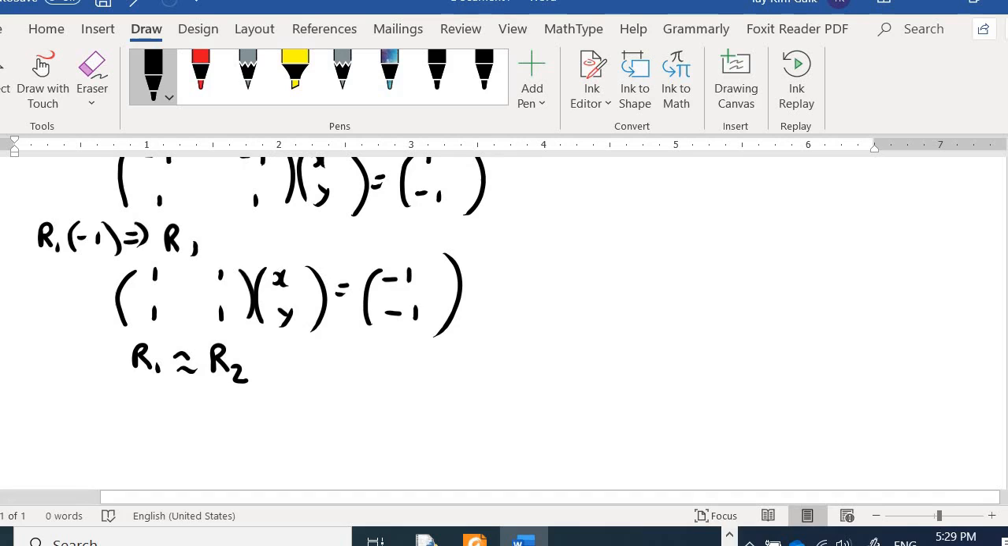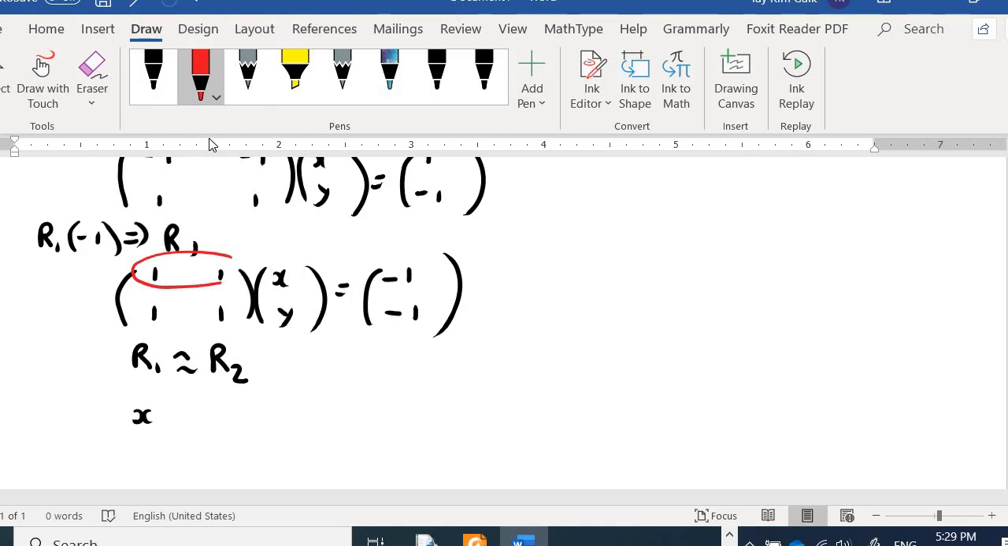So you can pick any row because they are the same. I hope you understand, this is a matrix multiplication, row and column. So 1x plus 1y, so x plus y equal negative 1.